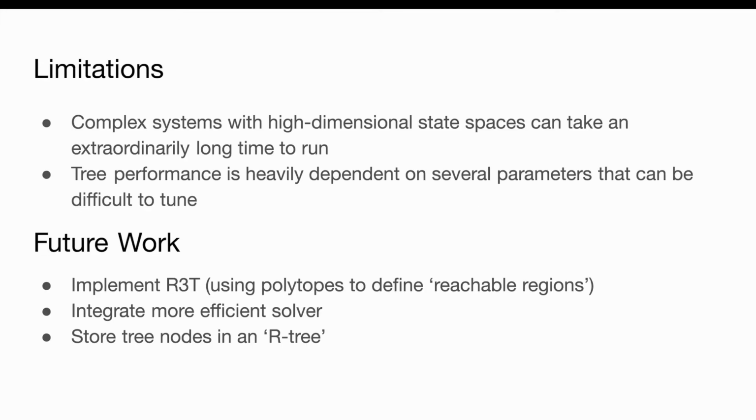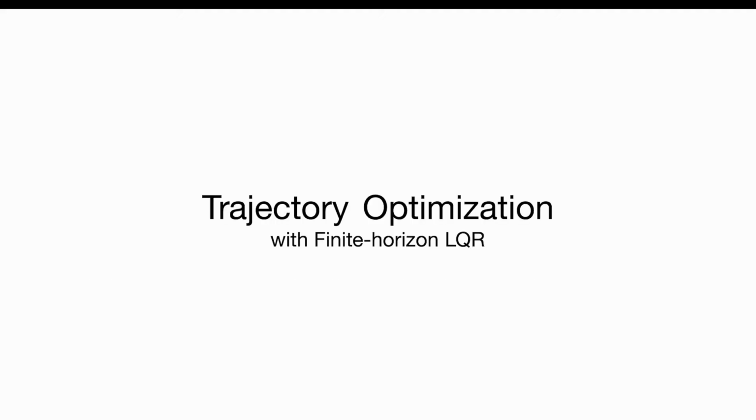RRT failed to find a swing-up trajectory for the cart pole or triple cart pole within any reasonable time frame to be a reliable online solver. This is most likely due to an inefficiently implemented tree algorithm in conjunction with the high dimensionality of the problem state. So now finally we look at trajectory optimization.